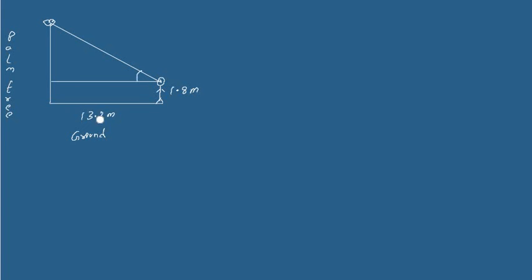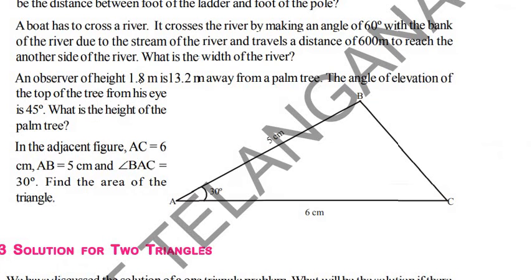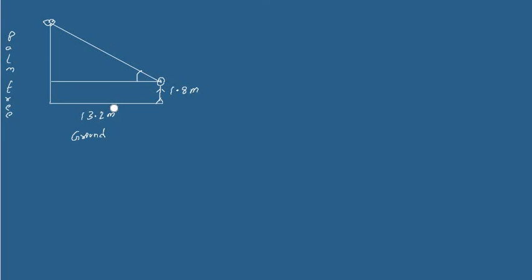This is the angle they are talking about. Understand? How much is this angle? 45 degrees. Any doubt in this? This is the observer's eyes, looking like this at 45 degrees. Now it forms a triangle. This is triangle A, B, C. If this is 13.2, can I say this is also 13.2? Both are the same only, no?